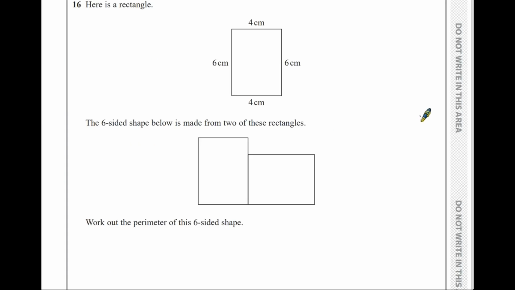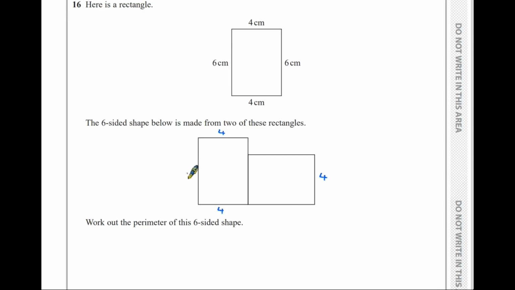Question 16. Here is a rectangle, so we have a rectangle with the dimensions. The 6-sided shape below is made from 2 of these rectangles, so 2 rectangles put together. Work out the perimeter of the 6-sided shape. Well, let's fill in the figures that we already know. So the top of a rectangle is 4, so we have 4 centimeters here and also over here. This one has simply been laid on its side, so this is also 4.